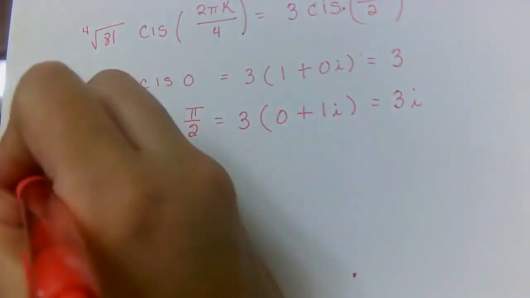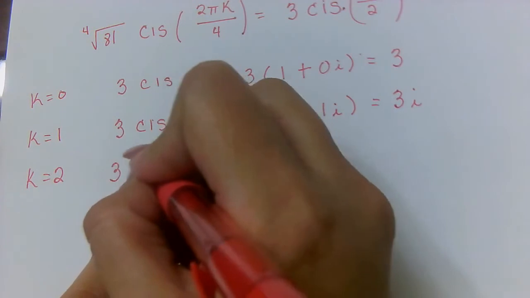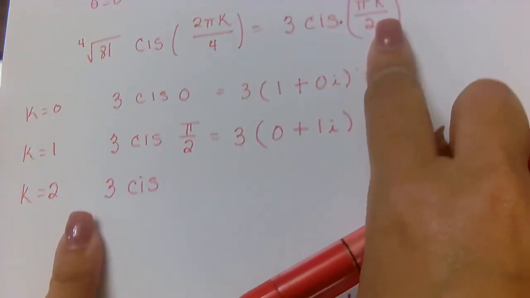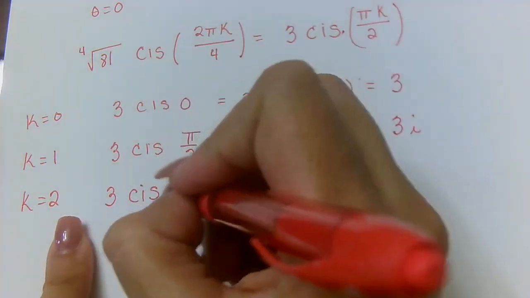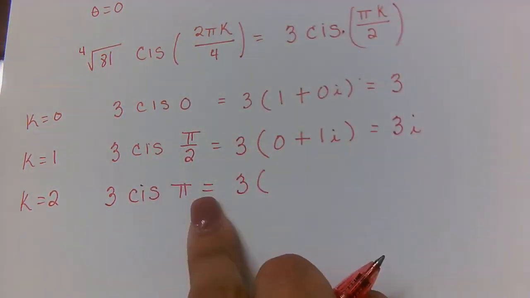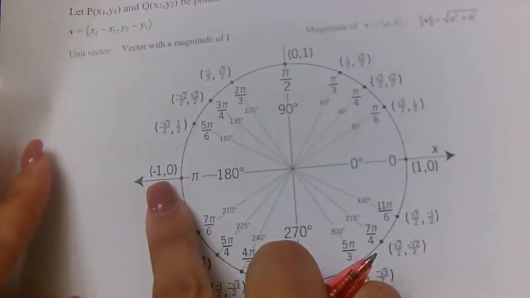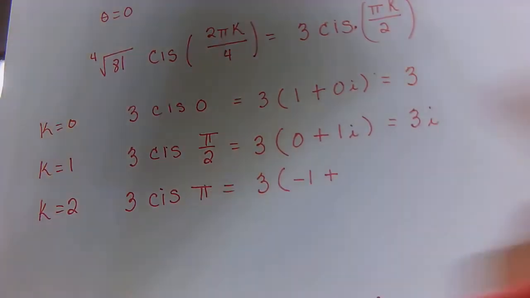Okay, let's do k equal to 2. 3 CIS. If k is equal to 2, the 2's will cancel out and I just have pi. And this will be 3 times cosine of pi, which is now negative 1, plus sine of pi, which is going to be 0i.